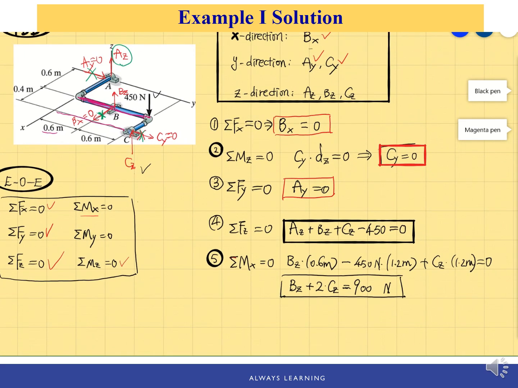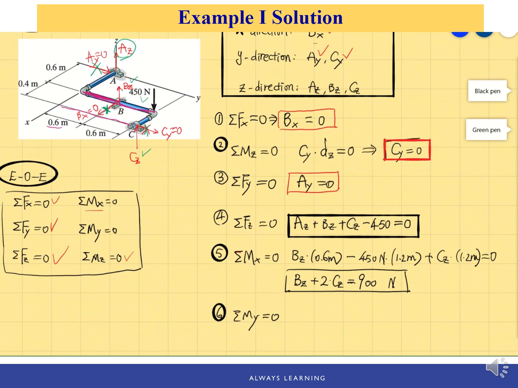So the last equation I'm going to write will be the moment about the y-axis. So number 6, moment about the y-axis equals 0. And for this, again, AZ doesn't have moment about that because it passes through the origin. And BX doesn't have moment because it's 0. Then we have BZ. We need to calculate moment about the y-axis. And then for 450 Newton, there's a moment about the y-axis. Then there is CZ. So that means we can write another equation about BZ and CZ.